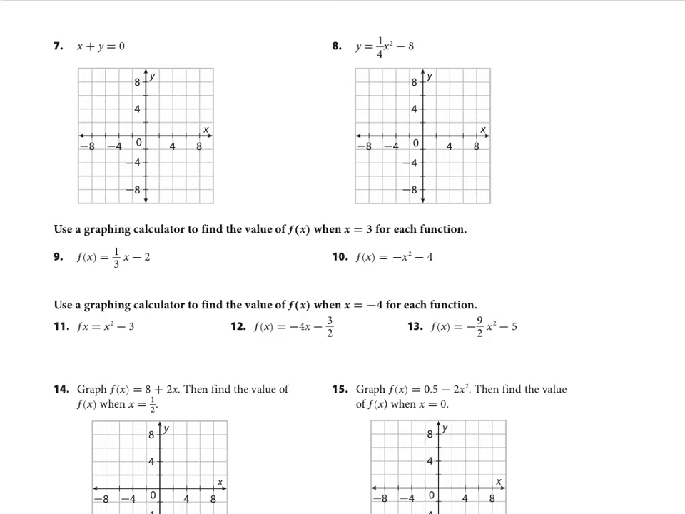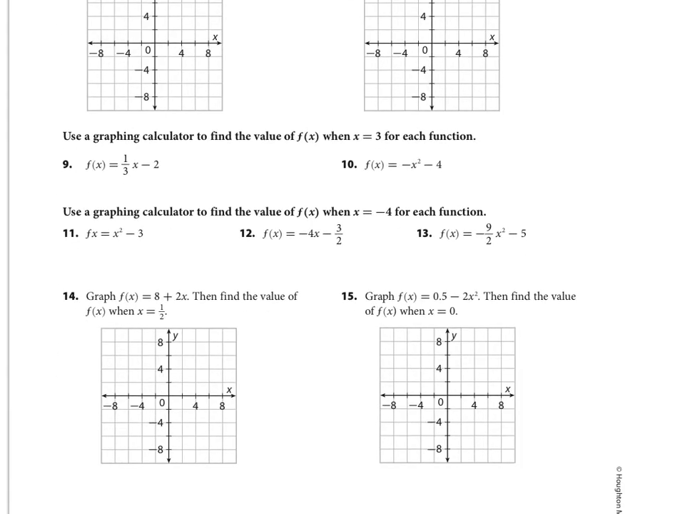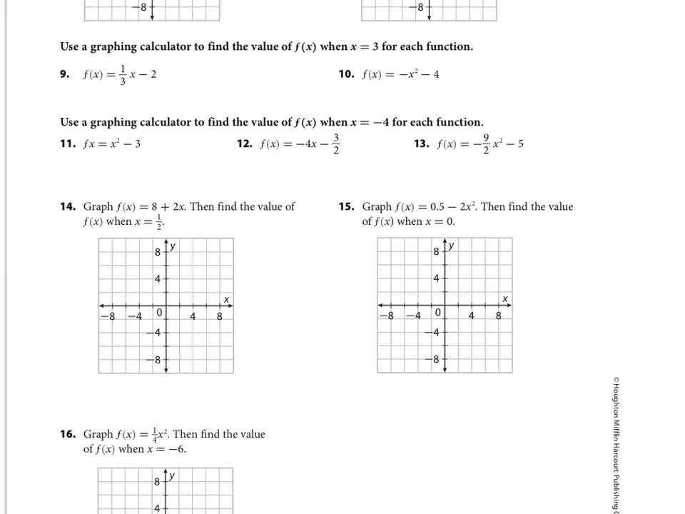Let's go to problem number 11. It says use a graphing calculator to find the value of f of x when x is -4 for each function. So this again is how you'll need to just listen in class. I can't really do this. One thing that's happened in problem number 11 here in the book, it's missing a parentheses there. Those are supposed to be there. But all I do is f of -4. So that means I put -4 in square minus 3. -4 squared is 16 minus 3 would be 13. That's what you should get.